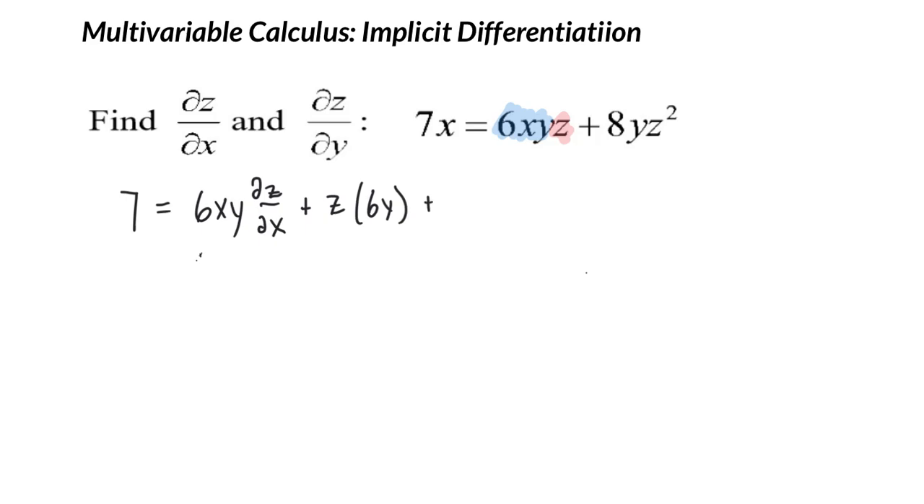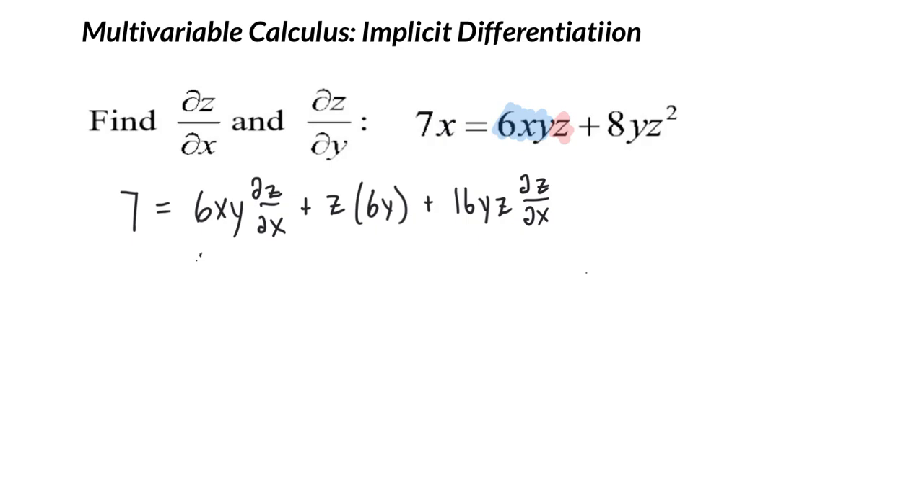Okay. Next, the derivative of 8yz squared. Now, since y is being treated as a constant, this is not going to require product rule, because 8y is just a constant multiplier. So I'm going to find the derivative just really of the z squared. I'll bring the 2 out front, and I'm going to, of course, just make this 16yz, and then we have to use chain rule because we don't know what the function z is.